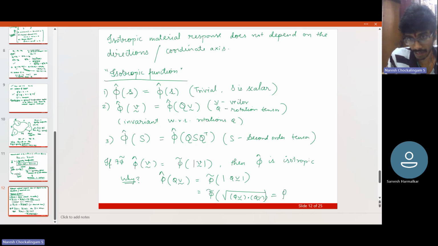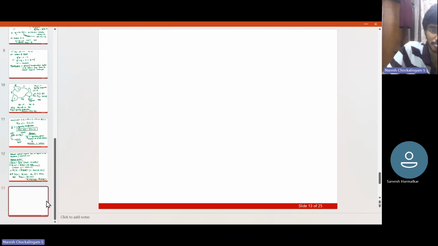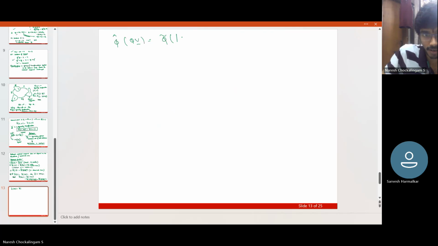And this is nothing but phi tilde of, using the property of transpose, square root of v dot q transpose q v, where q transpose q is I. Therefore, phi cap of qv is equal to phi tilde of the magnitude of qv, which is phi tilde of square root of v dot q transpose q v, and since q transpose q is I, it is square root of v dot v, which is the magnitude of v.